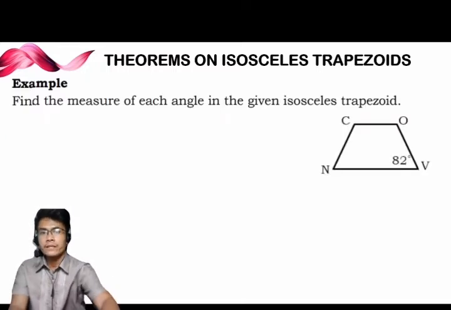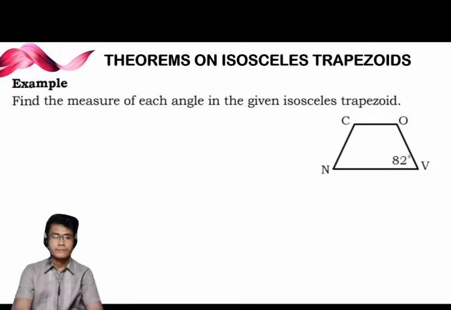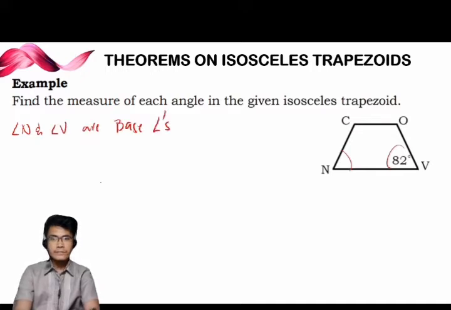Find the measure of each angle in the given isosceles trapezoid. Okay. So let's use the theorem. The first theorem mentioned in the isosceles trapezoid is about the base angles, no? Base angles are congruent. Meaning to say, angle B is 82. The measure of angle B is 82 degrees. Angle N and angle B are base angles. So, therefore, angle N and angle B are congruent to each other.